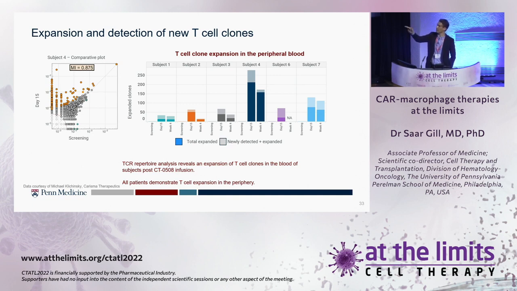Subject number 4, this is the TCR diversity, screening on the x-axis, and this is in the blood, and then day 15 in the blood on the y-axis. And wherever it's orange, you can see that there is enrichment in T cells at the later time point after infusion compared to at baseline.